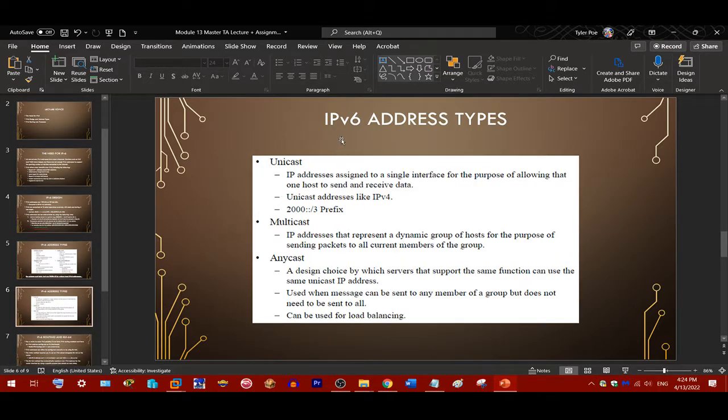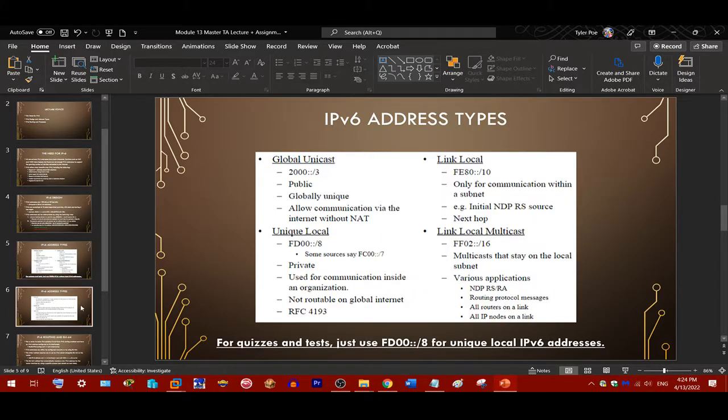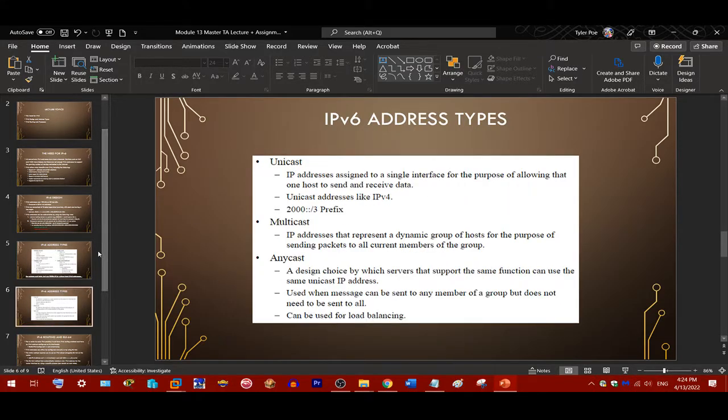Other types of IPv6 addresses include unicast, which are IP addresses assigned to a single interface for the purpose of allowing that one host to send and receive data. They're pretty much the same as unicast addresses in IPv4. These are recognizable with the global unicast prefix. So you can keep in mind that the word unicast is in the global unicast type of address.